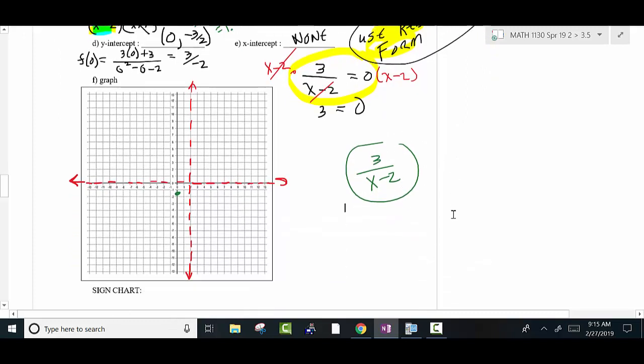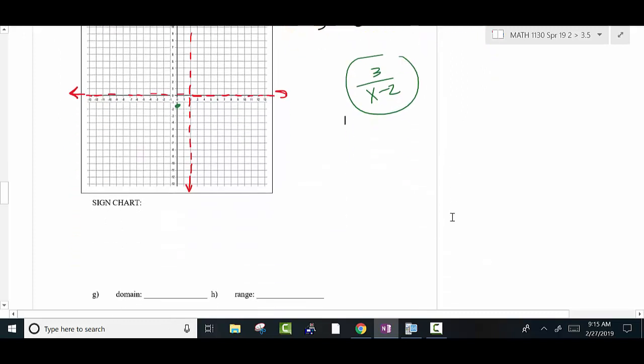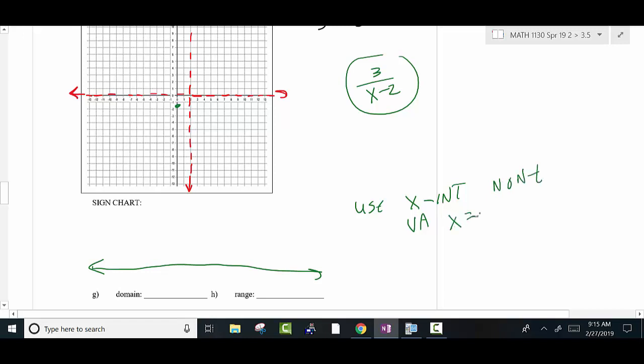Now this is real important when you do this sign chart. What I always said is to use what two things. I said x-intercepts, and I said wrong a minute ago, it's vertical asymptotes. So you always only use those two things. We don't have an x-intercept. We do have a vertical asymptote of x equals 2, so it turns out on this problem that all that matters is 2. That's it.